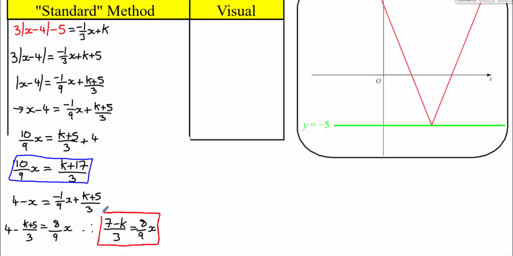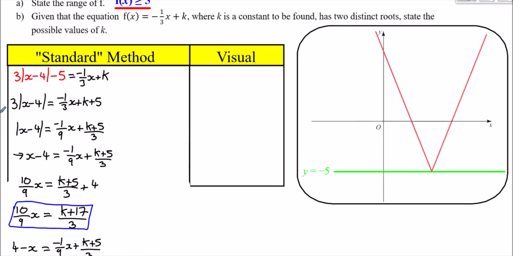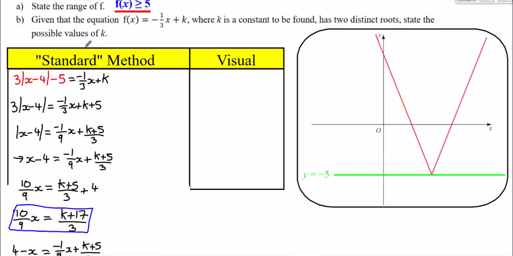As you can see, this is already quite long-winded. I want to solve for the possible values of k. Okay, so what I'm wanting to do here is to find the crucial value of k that will work.